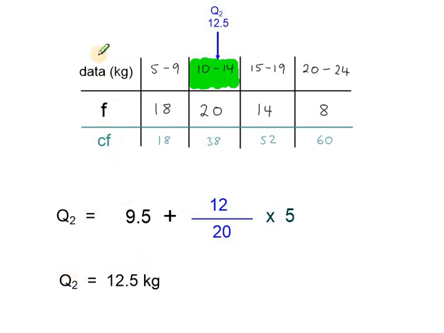So that's a data value, and data is in this row. 12.5 kilograms is somewhere in this interval. The interpolation formula assumes that your data is evenly distributed in each class.